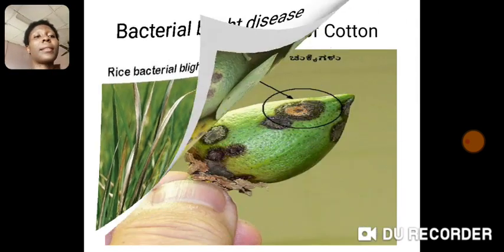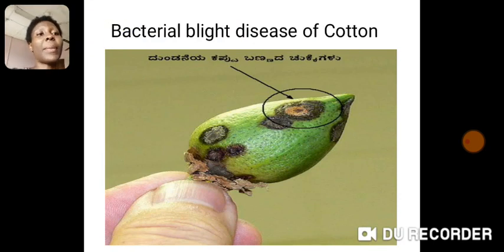And then this one is bacterial blight disease of cotton. So we can have bacterial blight disease of our citrus, specifically called citrus canker. Then we can also have it of the rice and now cotton, as you can see. These are cotton fruits, a textile fruit. In the wool industry it is very essential.